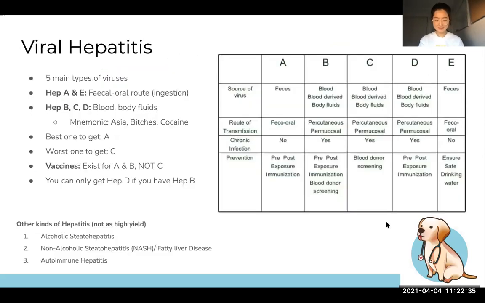Okay, now a bit about hepatitis. So viral hepatitis, they didn't really go through it well in our year. Don't know if they will improve it for you guys, but pretty much viral hepatitis, you've got 5 different types: Hep A, B, C, D, E.